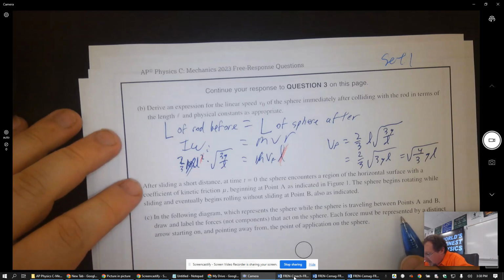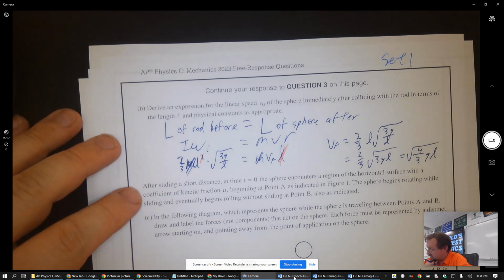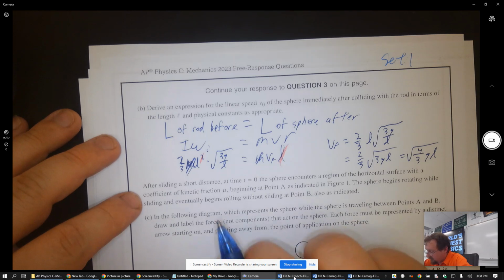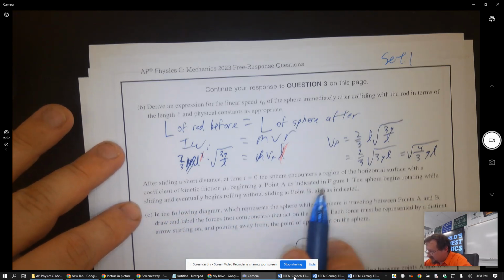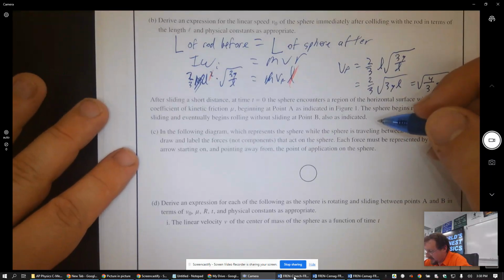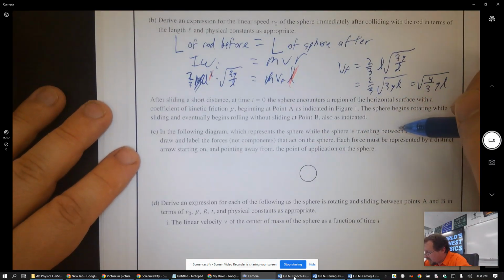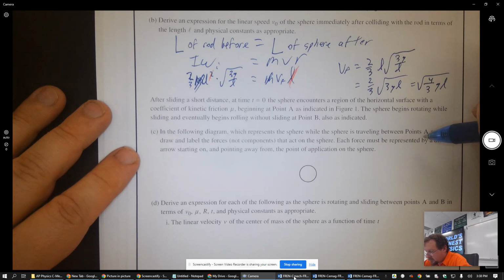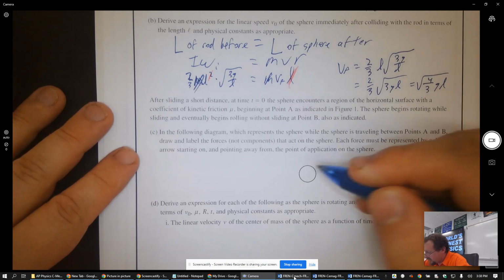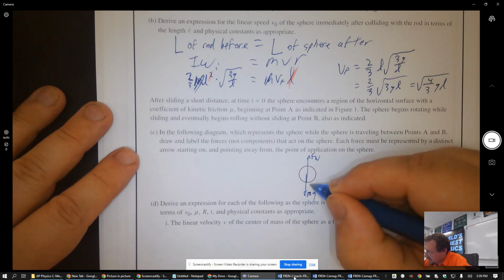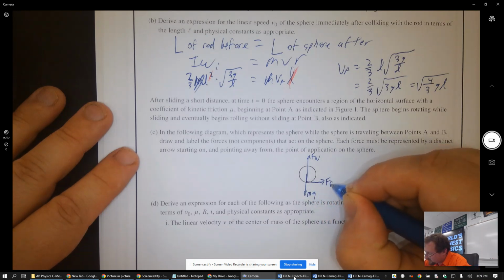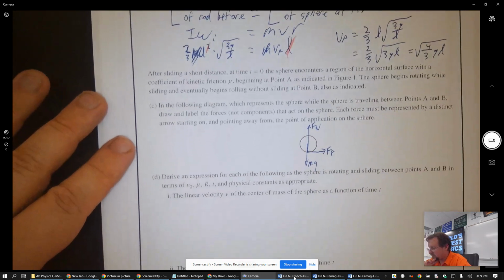After sliding a short distance at time 0, the sphere encounters a region of horizontal friction at point A. The sphere begins rotating while sliding and then rotates without sliding, as indicated. B. Draw and label the forces that act on the sphere. You're going to have a normal force and an mg. I believe the friction force will be this way in order to get your counterclockwise rotation.